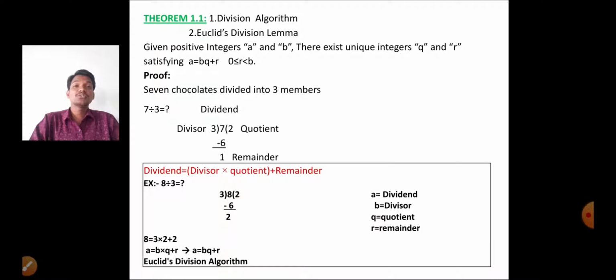So I have given this slide: a equals dividend, b equals divisor, q equals quotient, r equals remainder. So we get a equals bq plus r. So this is the Euclid division algorithm. The Euclid division algorithm or lemma is the basis of the proof.